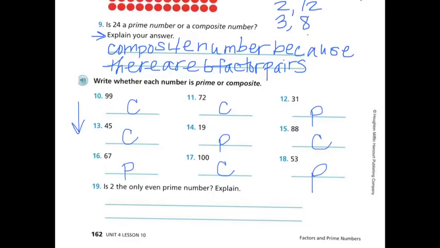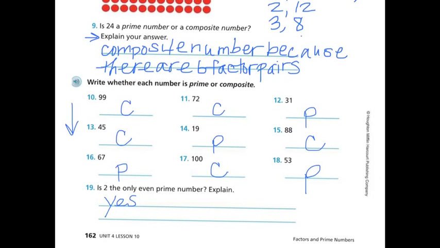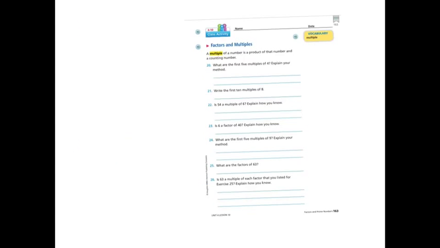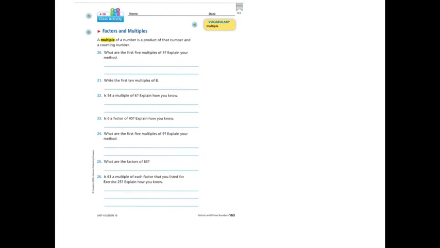Is 2 the only even prime number? I'm going to let you think about that for a second. Yes, 2 is the only even prime number, and the way to explain that is that, yes, because all of the other even numbers have 2 as a factor. Prime and composite numbers are all about the factors.